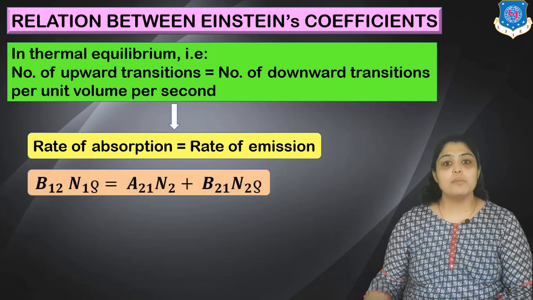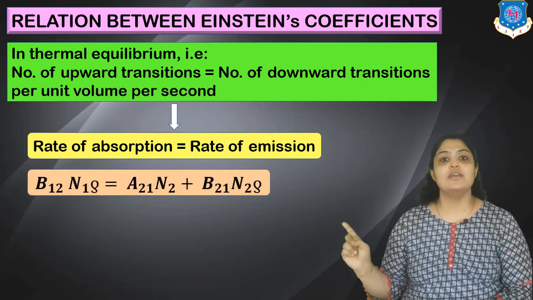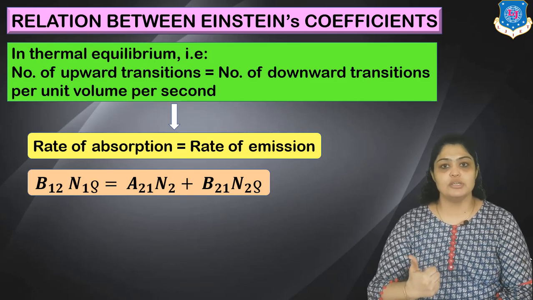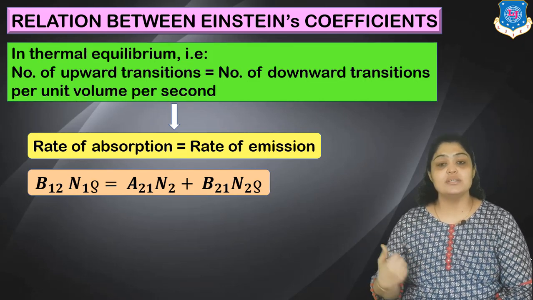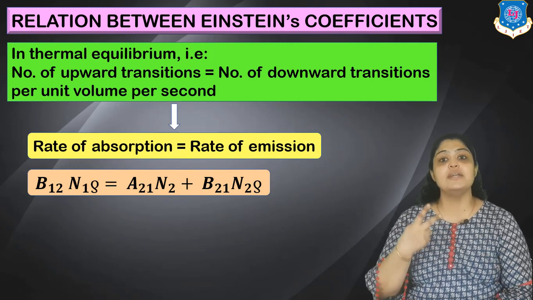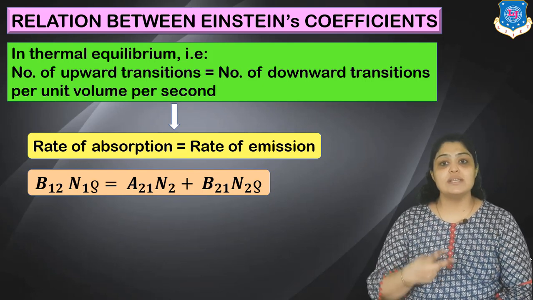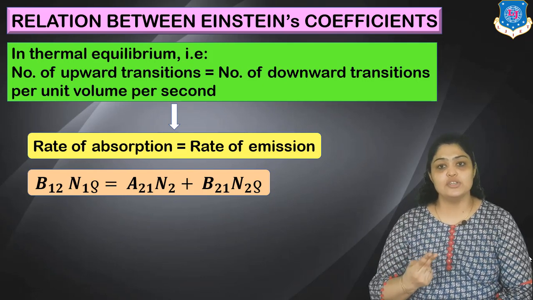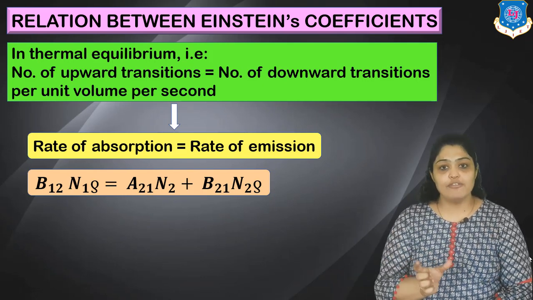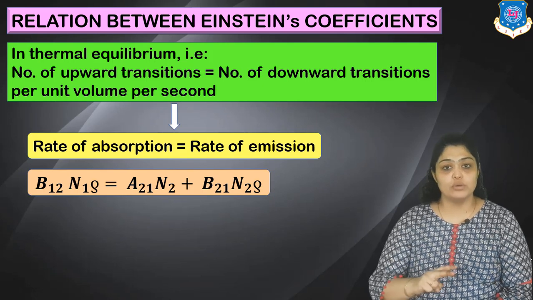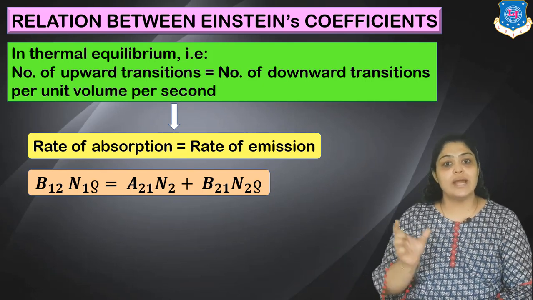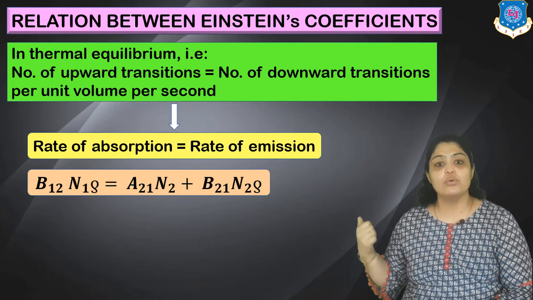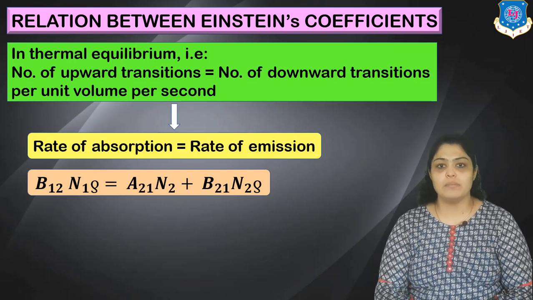What is rate of absorption? B12N1 rho, because absorption is only of one type, that is induced absorption. And what will be the rate of emission? Now we have studied two different emission processes. Two processes were proposed by Einstein, spontaneous emission and stimulated emission. So if we are saying rate of emission, it should be addition of both. So A21N2, that means spontaneous emission, plus B21N2 rho, that is stimulated emission.